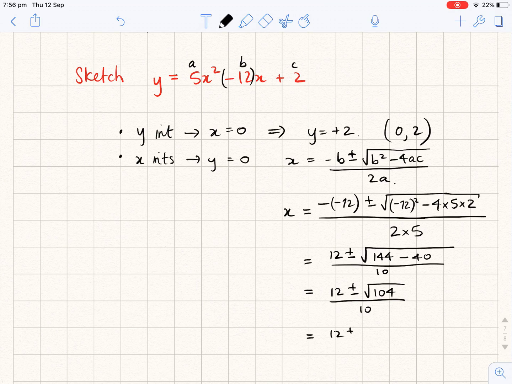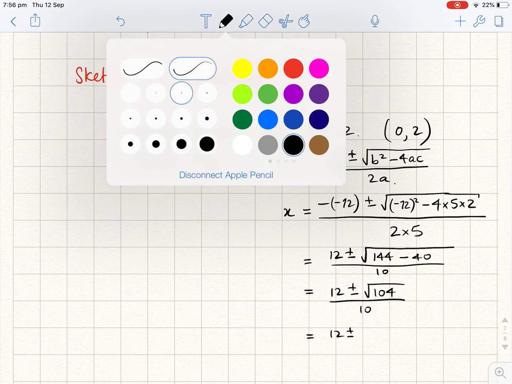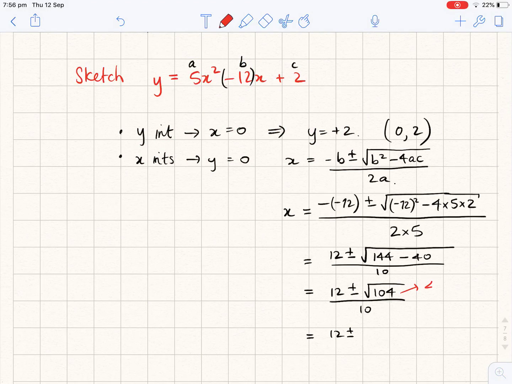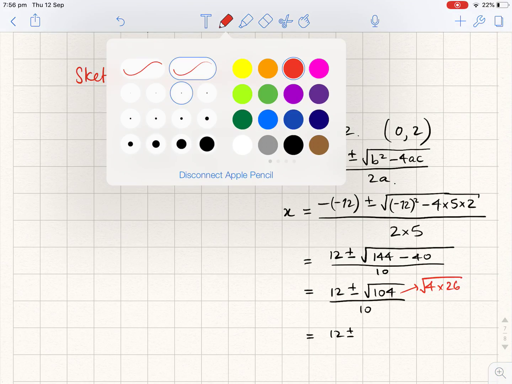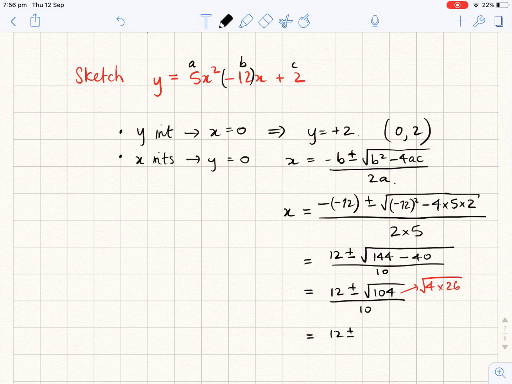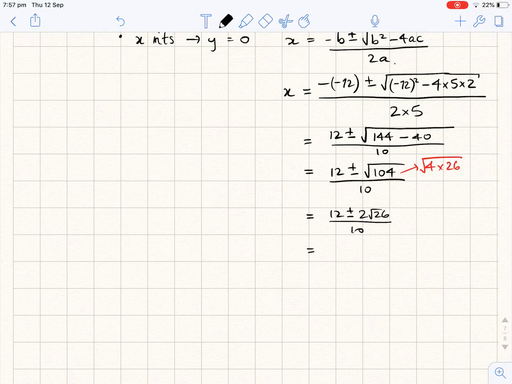Now I also know that this 104 is the same as 4 times 26. So I can use my knowledge of surds to simplify that to 2 root 26, all divided by 10. And my purpose for doing that is now I can divide everything in that expression, top and bottom line. I can divide the top line by 2. I can divide the bottom line by 2. And that gives me 6 plus or minus the square root of 26 over 5.